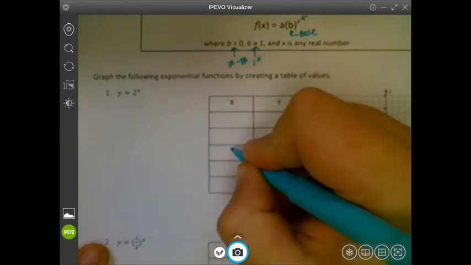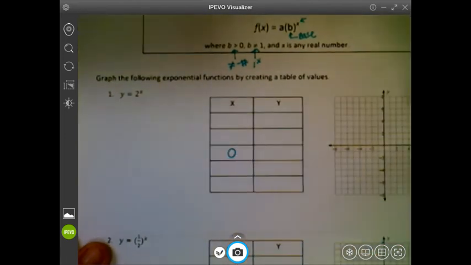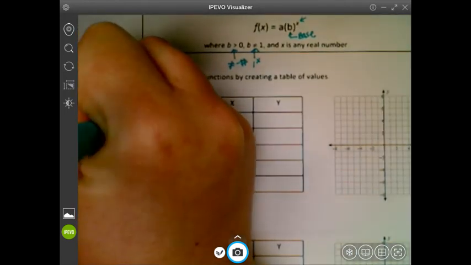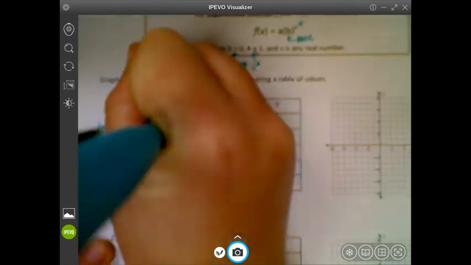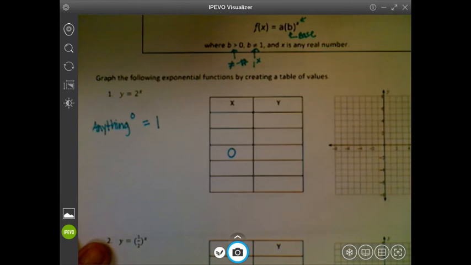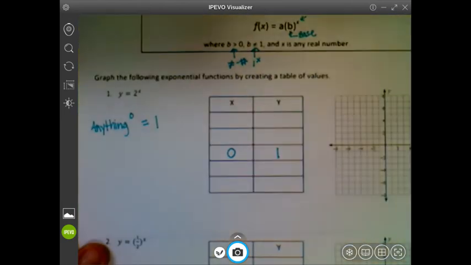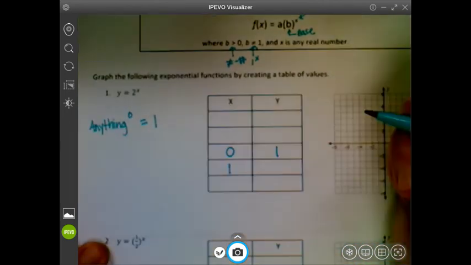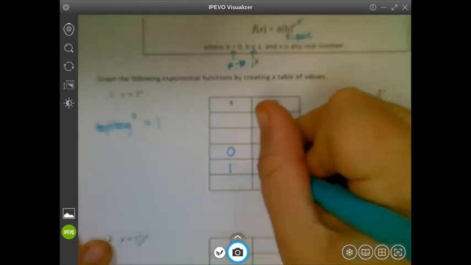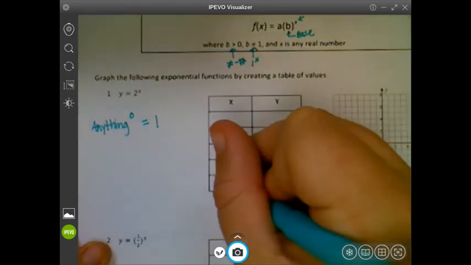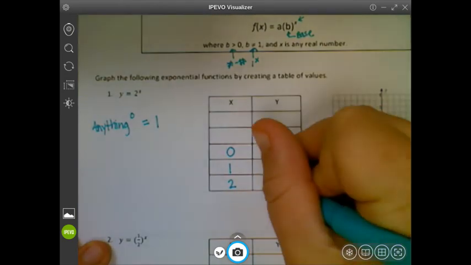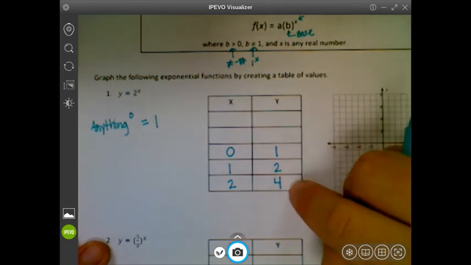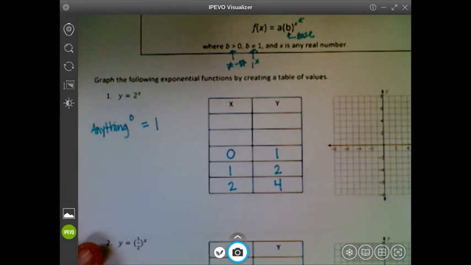The first number that you want to plug in is 0, because anything to the power of 0 is always equal to 1. That is a rule of exponents from Algebra 1. Anything to the 0 power equals 1. And then from there, you're going to want to do a couple positive numbers. So positive 1, this would be 2 to the power of 1, which is equal to 2. And then 2 to the power of 2 is equal to 4. You can see what's happening is that we're multiplying by 2 every time, times 2, times 2. And that's because the base is 2.